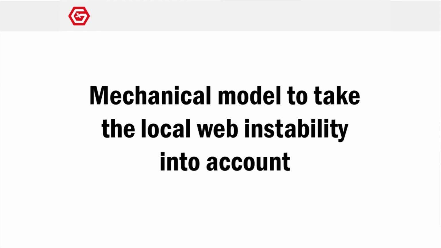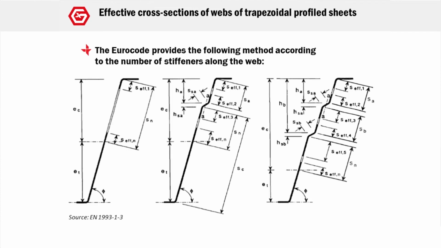Now we are going to study the mechanical model to take into account the local web instability. In the Eurocode, 3 situations are described. The first, we have a web without any stiffener. After, we have 1 stiffener, and after, we have 2 stiffeners. You can see that each time you have lengths that are defined, S effective 1, S effective 0 for the first drawing, for example. We have e_c, and this e_c is the position of the neutral axis of the section.